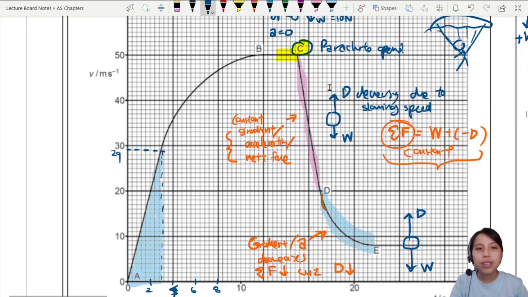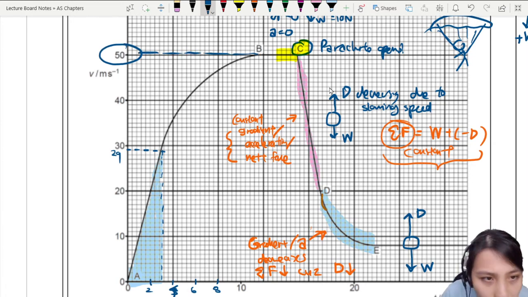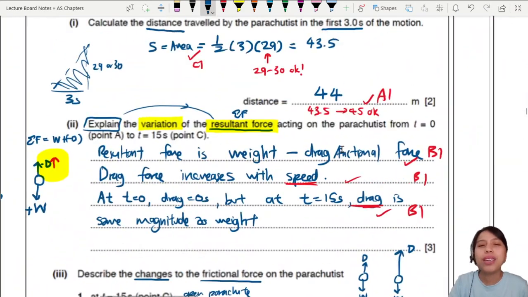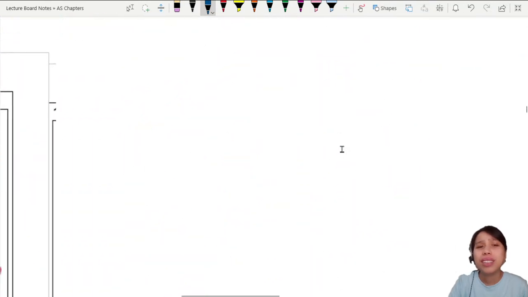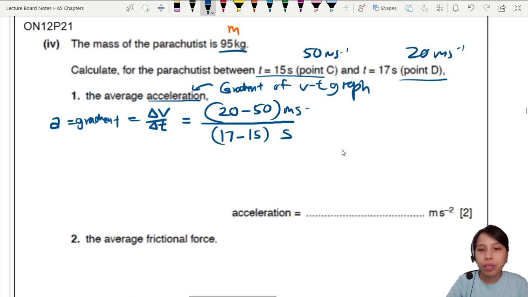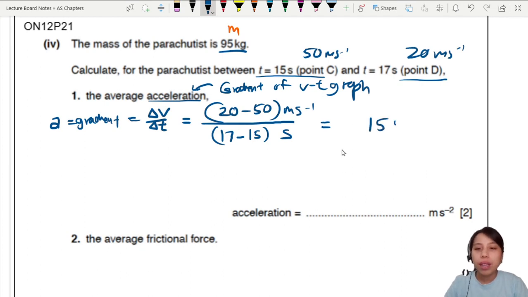At C, your velocity is 50. At D, your velocity, I think, dropped down to 20. And it's a nice pink straight line graph, so you can find the gradient very nicely. Thankfully, they give a straight line at that section. It's not very hard to find. So we go from 50 down to 20. We take final minus initial. Okay, what value do we get here? I should get about 15 meters per second squared, but it's going to be negative.